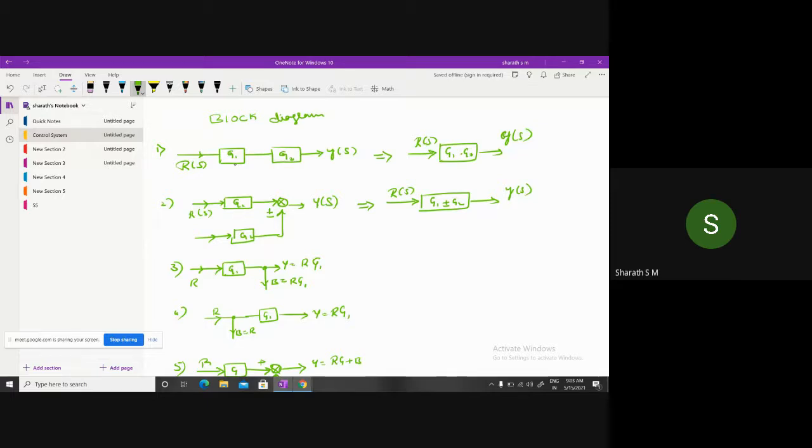And in the same way, here we have an input as R and a single block as G1. Here we have an intermediate point that we call a takeoff point. In some cases we need to move it, so look at the third and fourth one. Here we have a takeoff point after the block. For some problems, we need to move it before that particular block so that the problem looks simpler, when multiple blocks are interconnected.